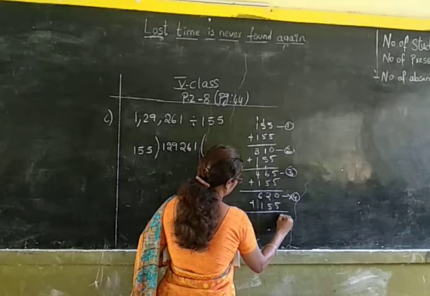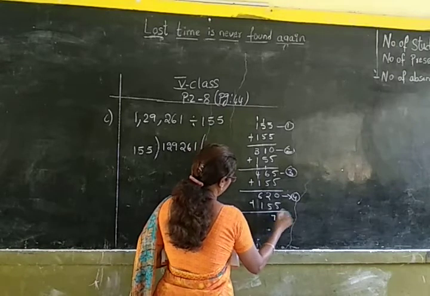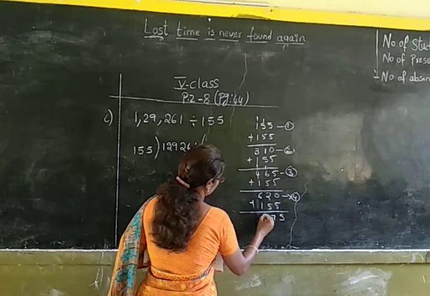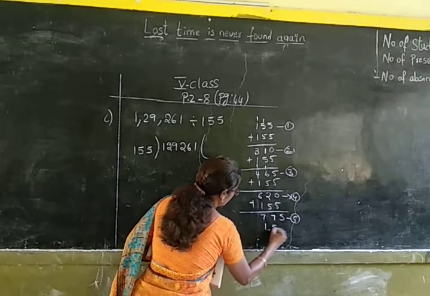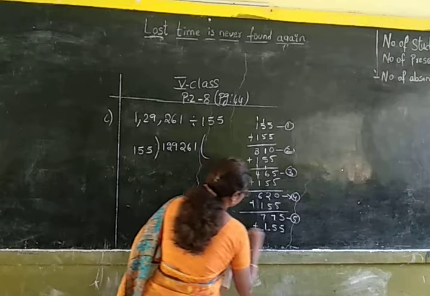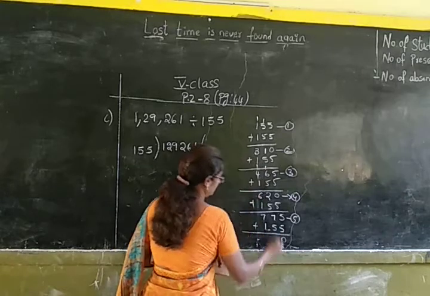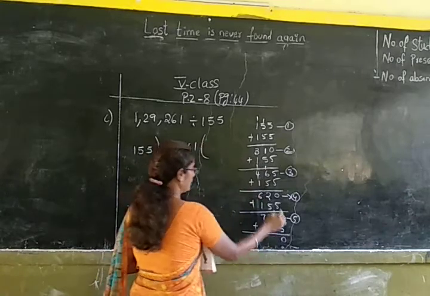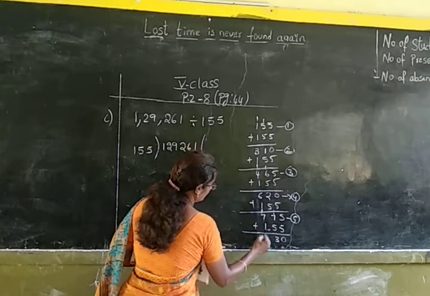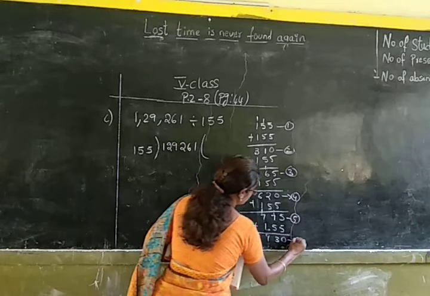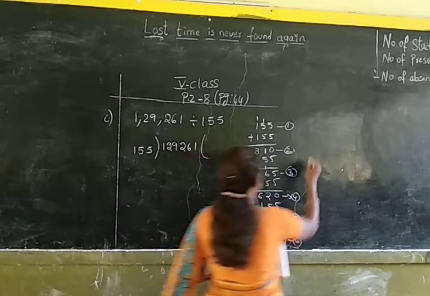Again I am going to add 155. Okay, so 0 plus 5 is 5. 5 plus 2 is 7. 6 plus 1 is 7. This is 5 times. Again I am going to add 155. 5 plus 5 is 10. 7 plus 5 is 12. 12 plus 1 is 13. 7 plus 1 is 8. 8 plus 1 is 9. This is 6 times.